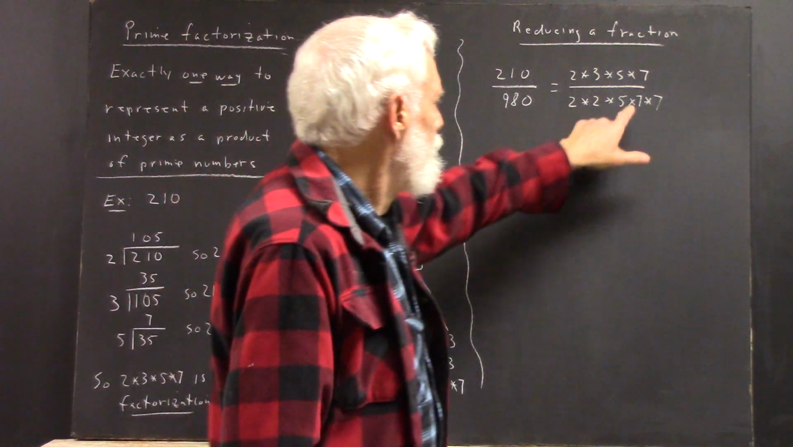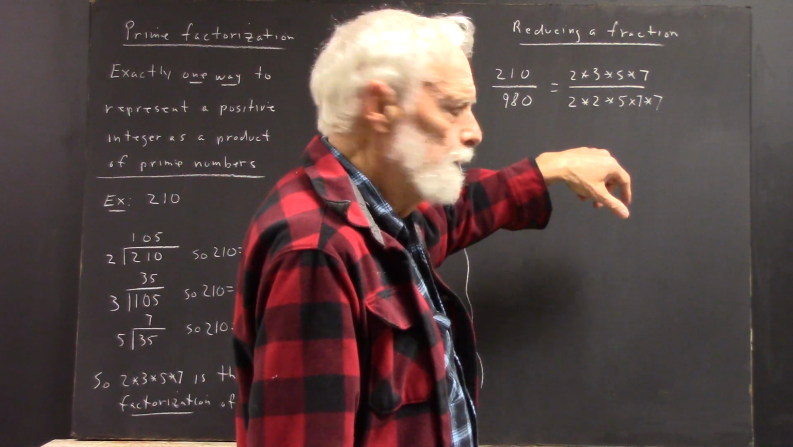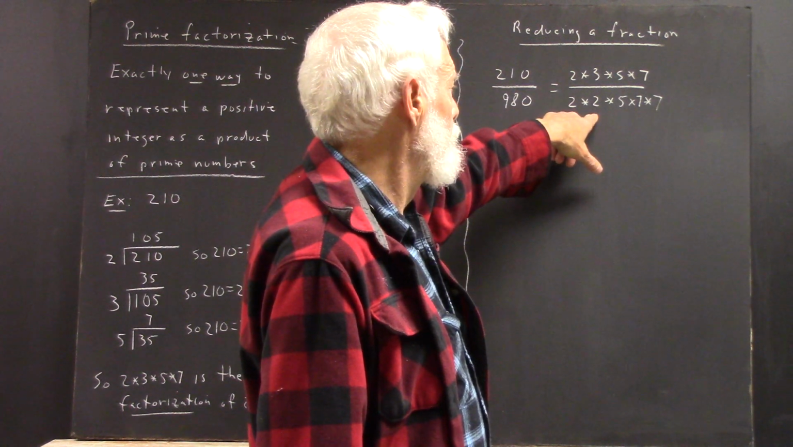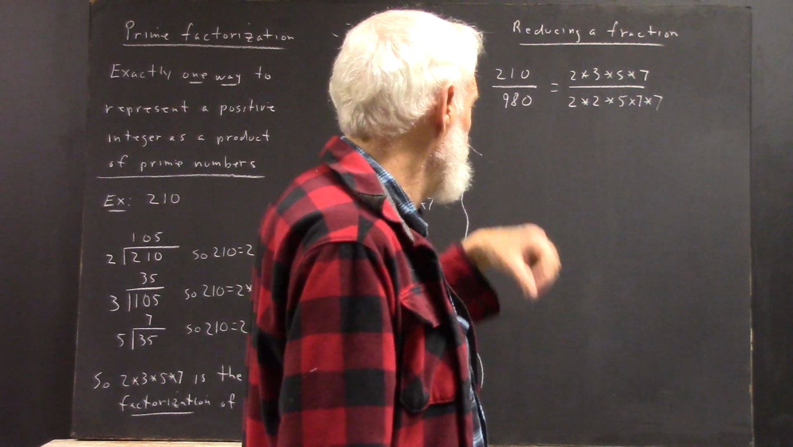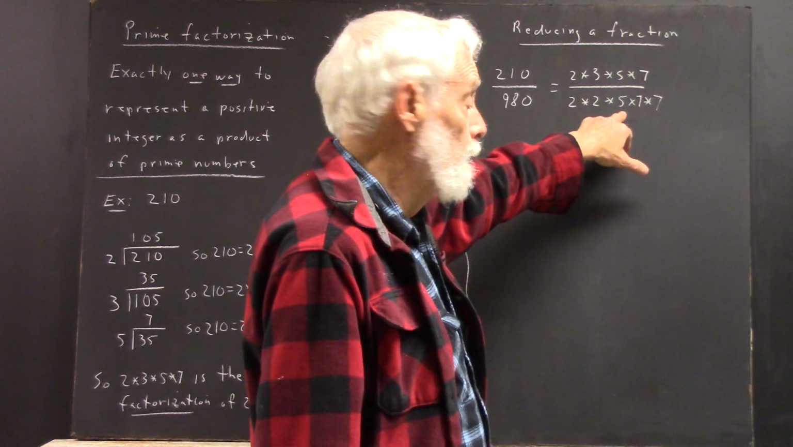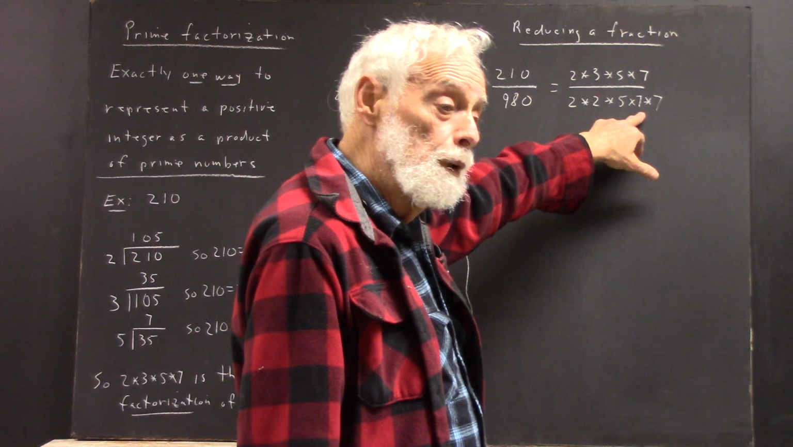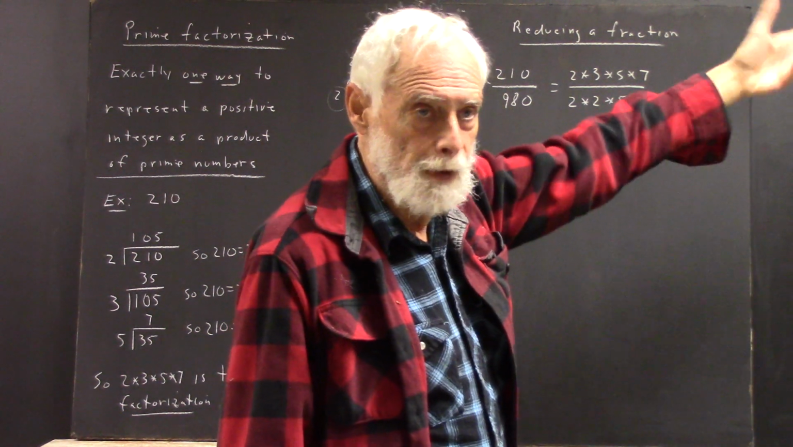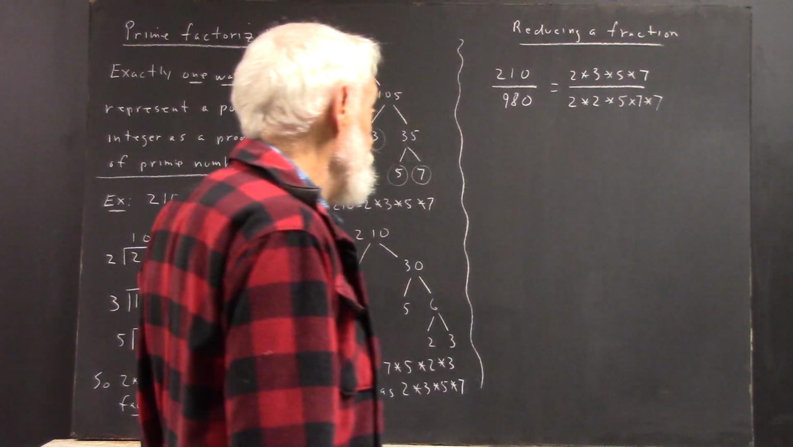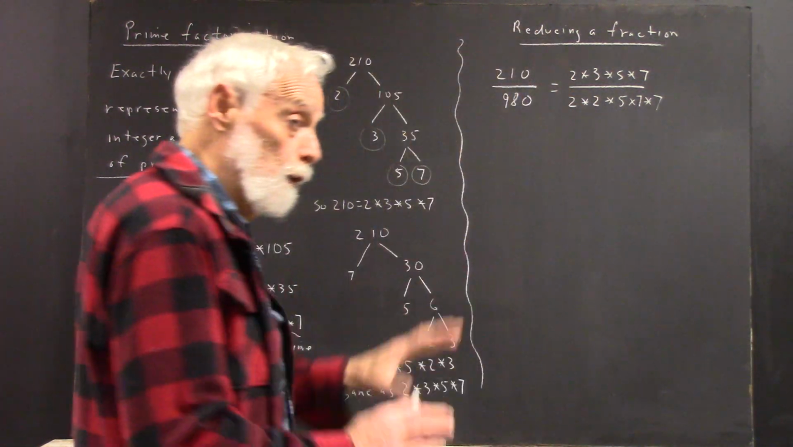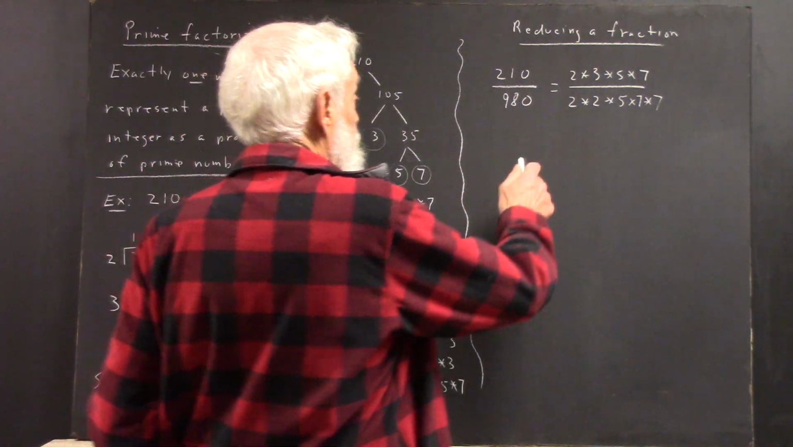Let's make sure that's right. 49 times 5 is 245. 245 doubled is 490, and double that you get 980. I believe that's right. Let's do it again. 2 times 2 is 4. 4 times 5 is 20. 7 times 20 is 140. And 7 times 14 is 98. So 7 times 140 is 980. So that's right, I think. I hope. Capable of mistakes, as you know.